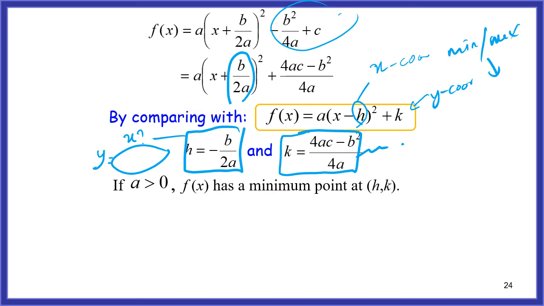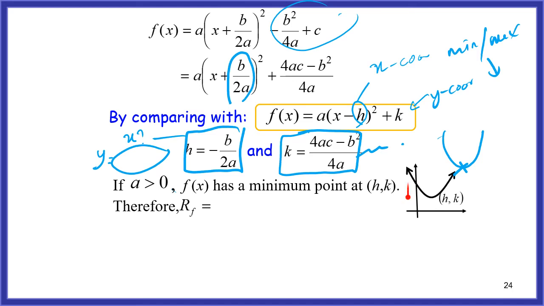If a is more than 0, f(x) has a minimum point at (h, k). It's a smile function, so it will have a minimum point. This is our smile function, and this is the minimum point (h, k). So how about the range? The range starts from the value of k itself up to infinity. So the range should start from k up to infinity. It's a half open interval.